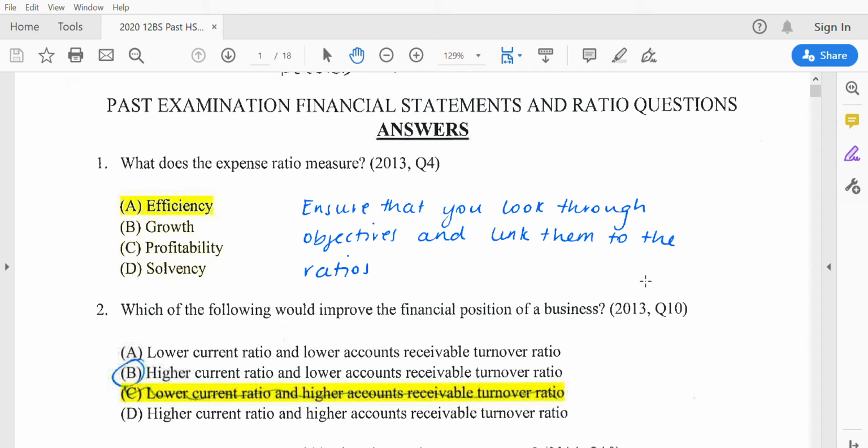So what I'd like you to do is, when you're finished yours, go through this and then you can see where you've gone wrong. Now, with question one, what does the expense ratio measure? It measures efficiency, because we know that the two efficiency ratios are your expense ratio and your accounts receivable turnover. Growth, profitability, and solvency: growth doesn't have any formulas, but profitability does, and so does solvency. So make sure that you know which formulas go under which.